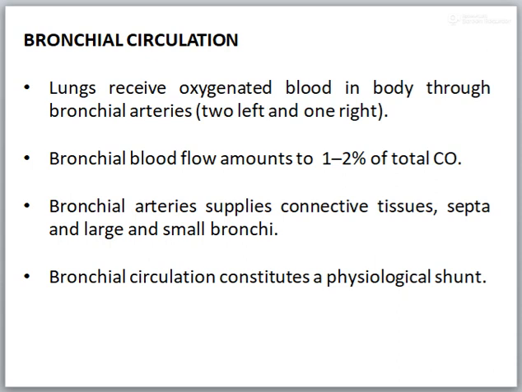Bronchial blood empties into pulmonary veins and bypasses the right heart, so it therefore constitutes the physiological shunt, a channel that bypasses the lung and the oxygenation occurring in the lung. So it is a physiological shunt as it directly empties into the pulmonary vein and bypasses the right heart.